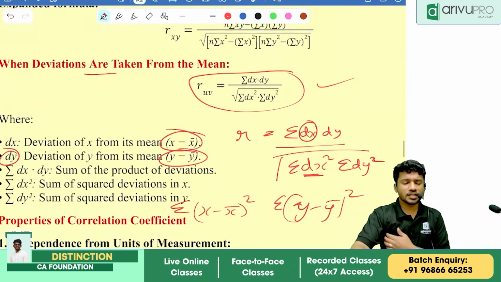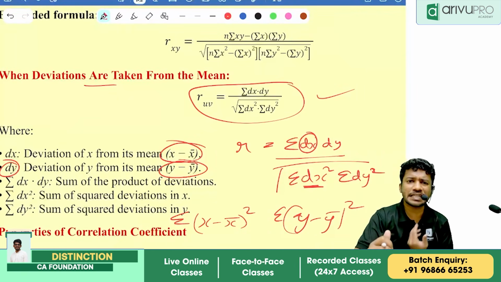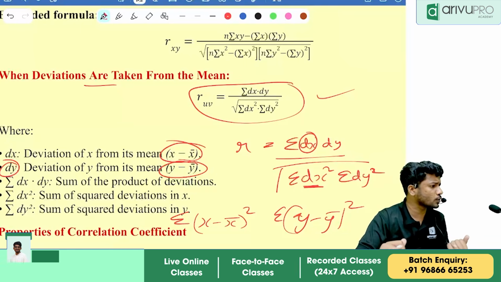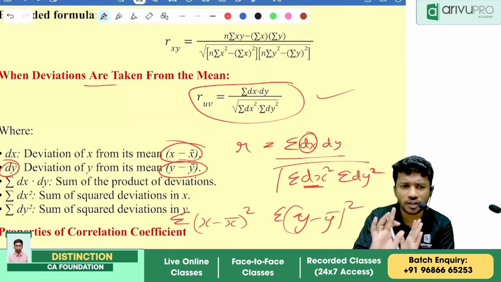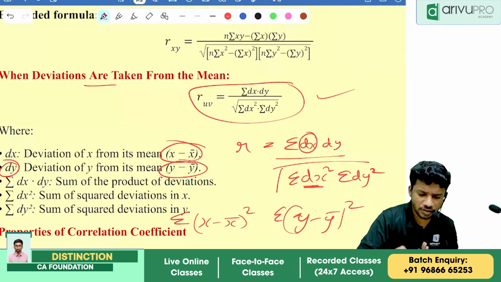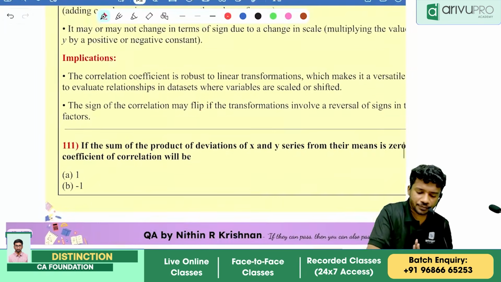Till now, how is the chapter? Is it learnable? Easily learnable. If you haven't learned till now also, if you put like 30 minutes extra, you will be able to learn it much faster. Next one.